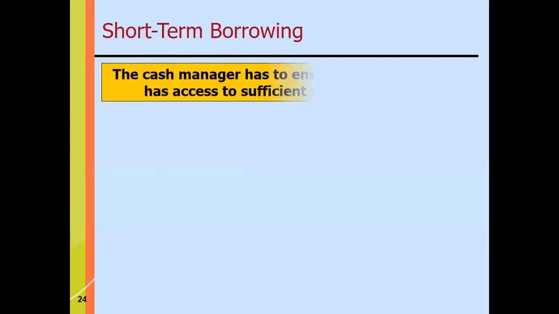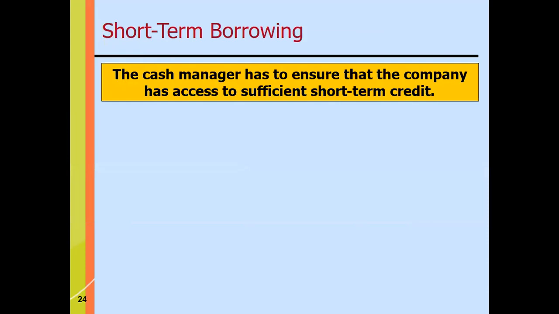All right, so short-term borrowing. The cash manager has to ensure that the company has access to sufficient short-term credit because at the end of the day, cash position is important. So can we really pay our short-term obligations? Sometimes what we have would not be enough despite the efforts that we make to collect on time and delay the payment. So that's why we have to make financial obligations.